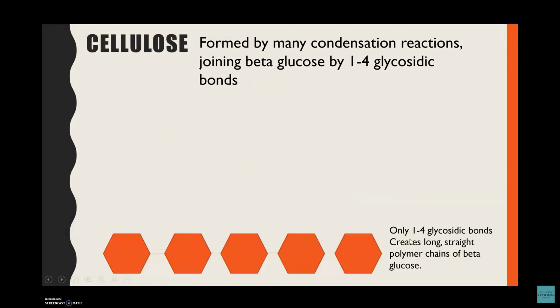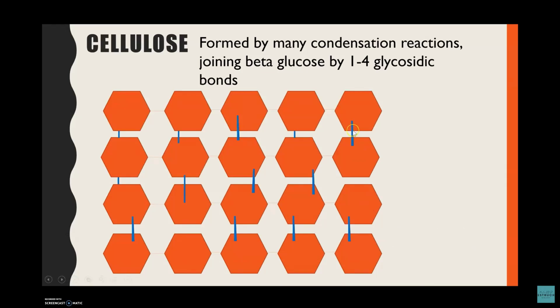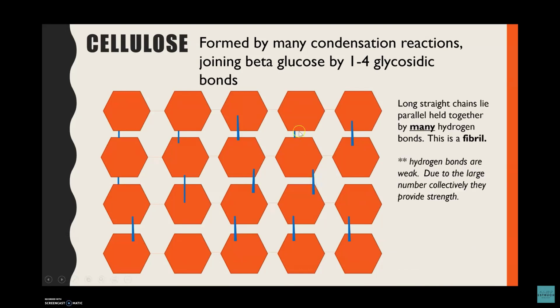But they only contain 1 to 4 glycosidic bonds. So you only have straight chains. Now those long straight chains of beta glucose line up parallel to each other, and they are then held in place by many, many hydrogen bonds. And that's what these blue lines here are representing. Lots and lots of hydrogen bonds.